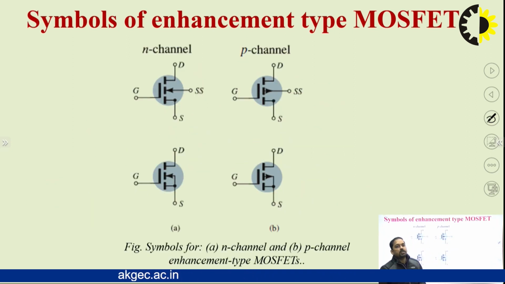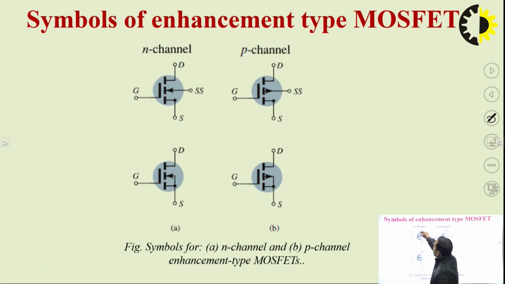Now the symbolic representation for enhancement type operation. As we can see here that this channel is not continuous, which basically symbolizes that the channel was absent. So it is not continuous. This is a basic difference between the depletion and enhancement type MOSFET symbols.